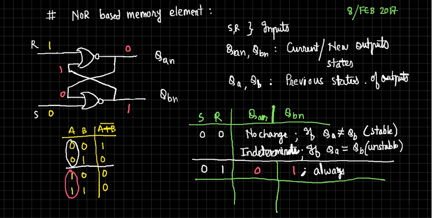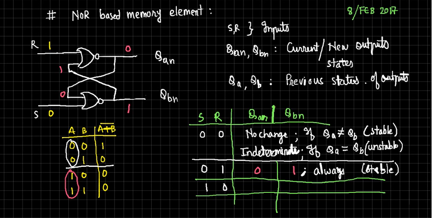That is going to be always the case, and that is the stable output, right? Stable. Let's consider another case, the situation where S is 1, R is 0.